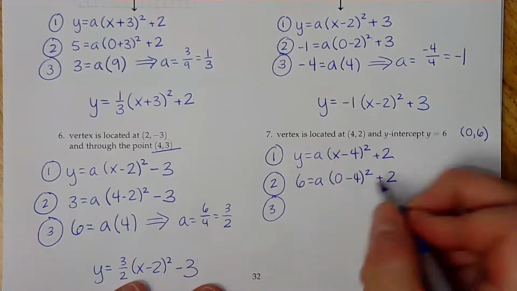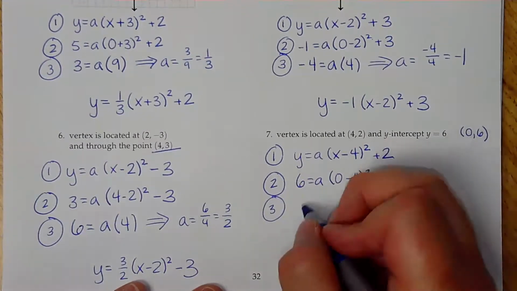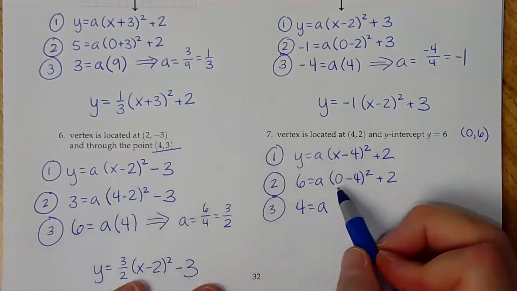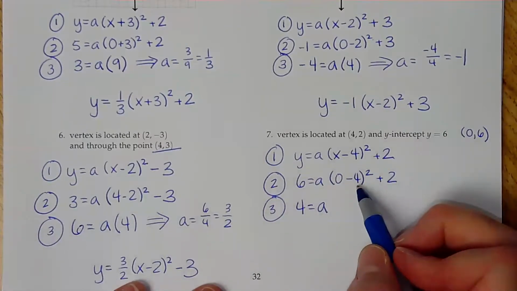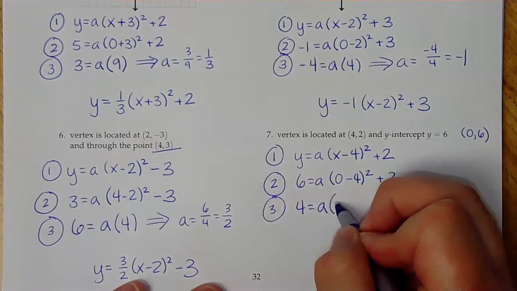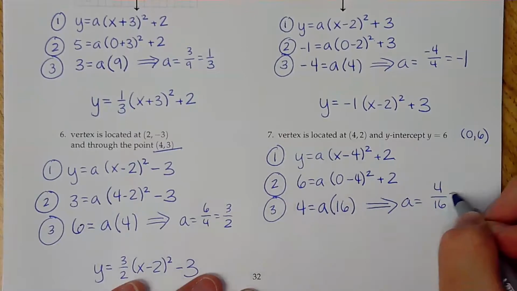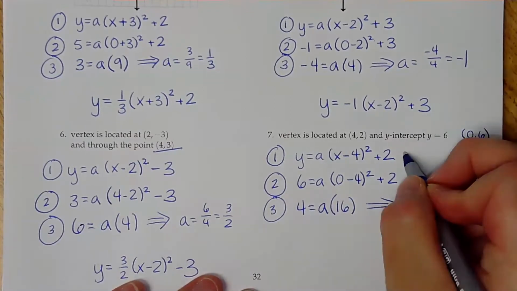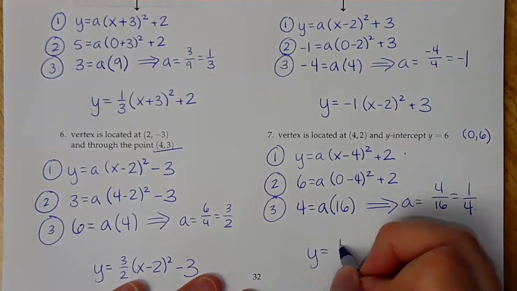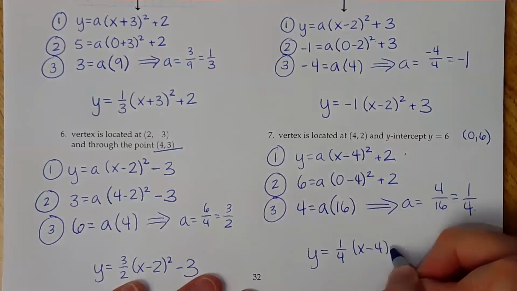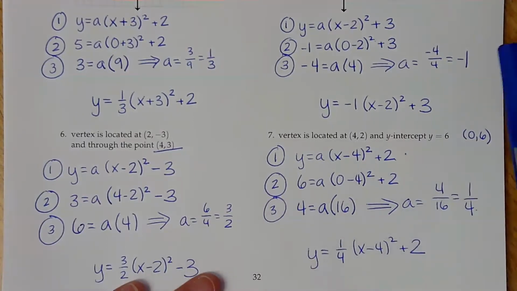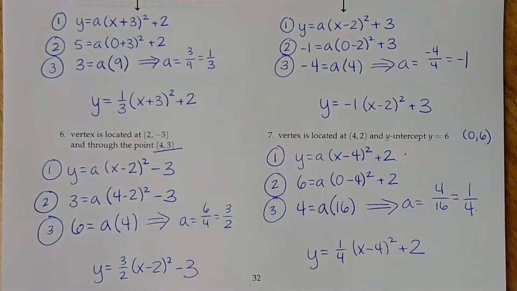And then I'm going to solve for a, so I'll subtract the 2 over here. That gives me 4 on the left. 0 minus 4 is negative 4. And then negative 4 squared is negative 4 times negative 4, so that'll give me a 16 here. So a is 4 over 16, which is 1/4. And then I just plug this back into step 1. So y = 1/4(x - 4)^2 + 2. All right. So you have just another way of finding that equation depending on what information you're given about your function.